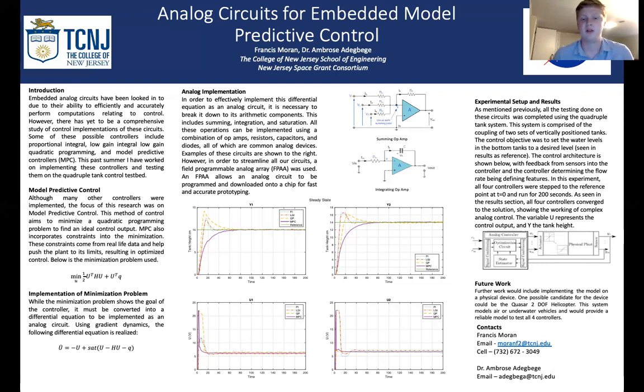However, in order to streamline all of our circuits, a field programmable analog array was used. An FPAA also allows an analog circuit to be programmed and downloaded onto a chip for fast, rapid, and accurate prototyping.